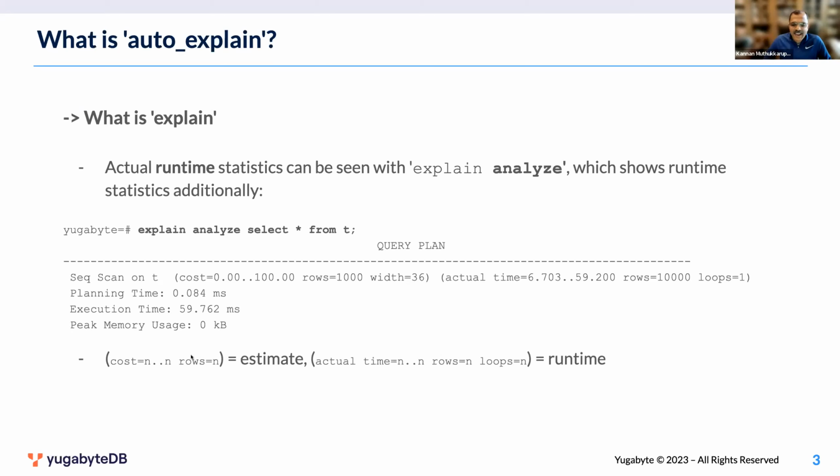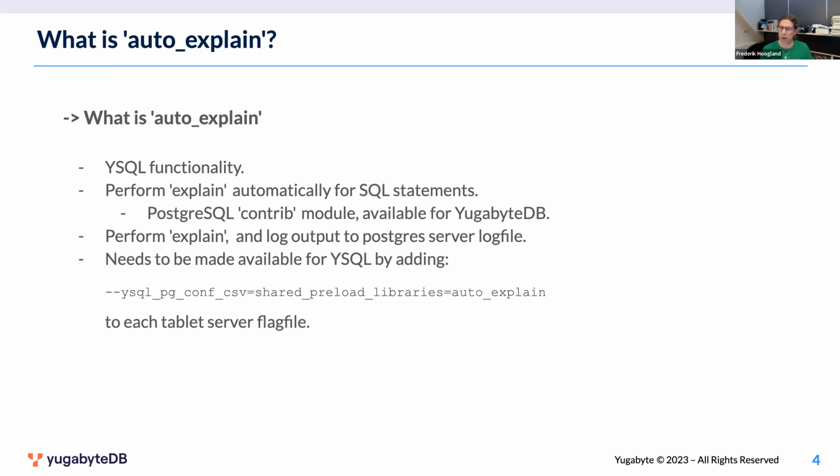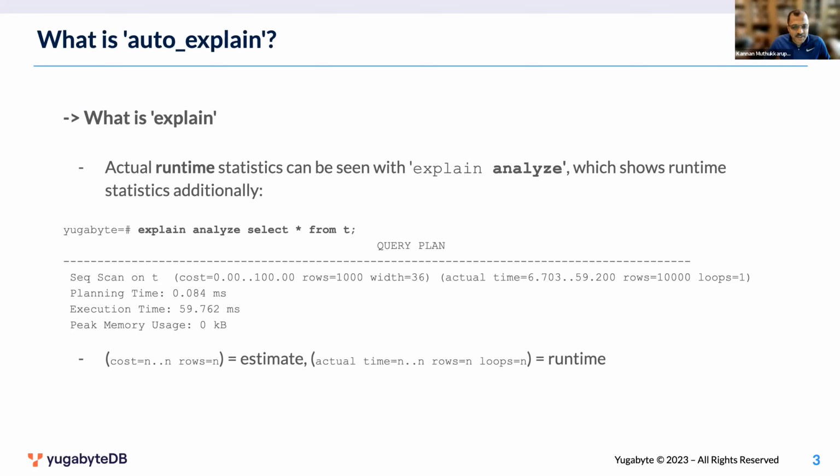Maybe you can finish the slide. I had a question on it, Frits, but go ahead. Along with the explain, it also tells the planning time and the execution time and the memory usage. And the memory usage part is unique to YSQL. That is not visible in auto-explain, which we'll see in a little while, which is where this talk is truly about.